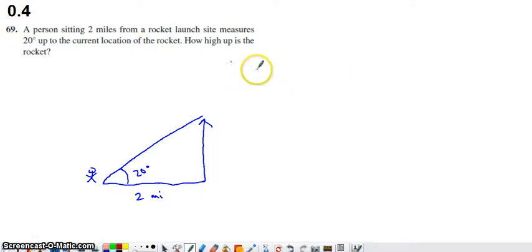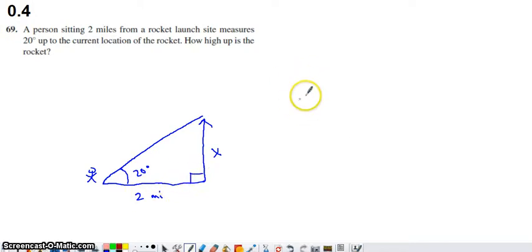All we want to know is how high up the rocket is. So we essentially want to know what this is. How many miles up off the ground is the rocket at this time when the person measures that angle? What we can do here is boil it down to just a SOHCAHTOA problem. We know that the leg of the triangle adjacent to the 20-degree angle is 2 miles. We don't know the opposite leg, the side on the other side of the triangle from that 20-degree angle.